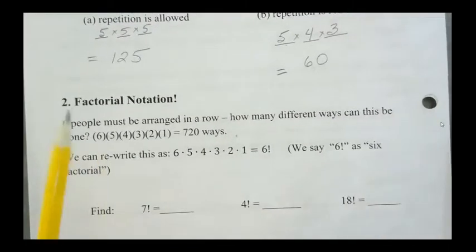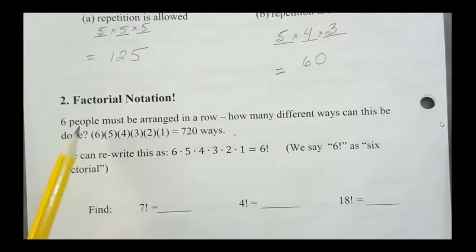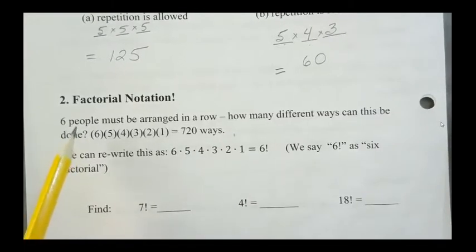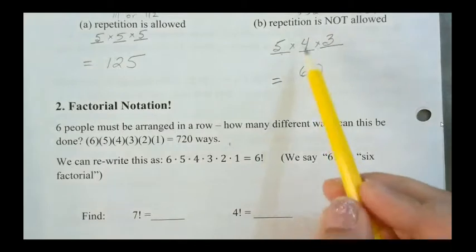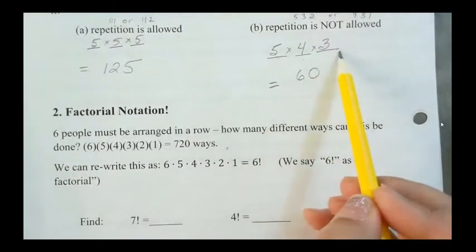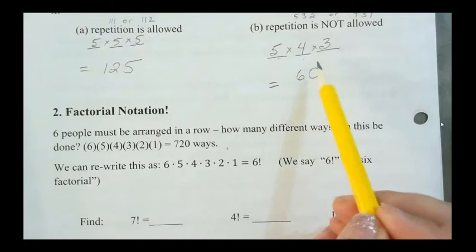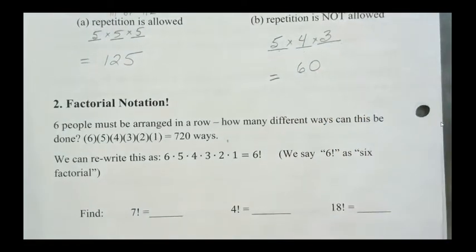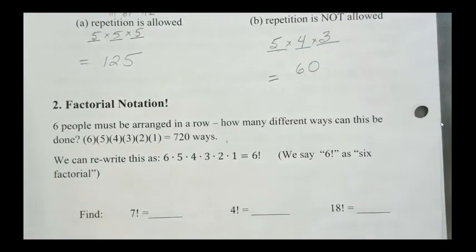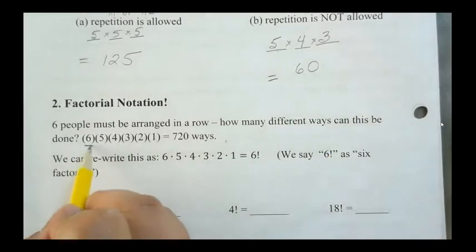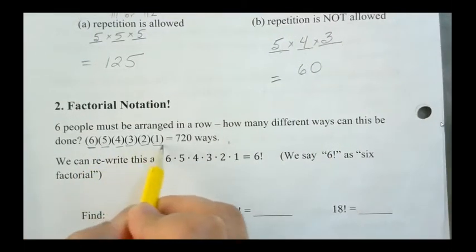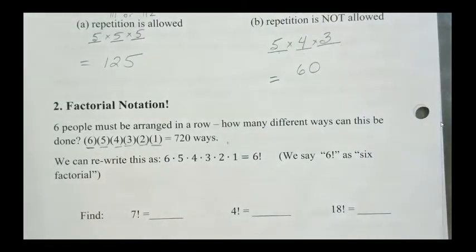Okay, so where factorial notation, so we're looking at a question similar to this. 6 people must be arranged in a row. How many different ways can this be done? Now, do you notice where we had this? You've got 5 times 4 times 3. Okay, this is where factorial notation comes in handy. So let's go back to this question. Sorry, I'm jumping around. If I have 6 people that must be arranged in a row, how many different ways can this be done? So these are the different spots, right? 1, 2, 3, 4, 5, 6 different spots. And that's how we're arranging the people.